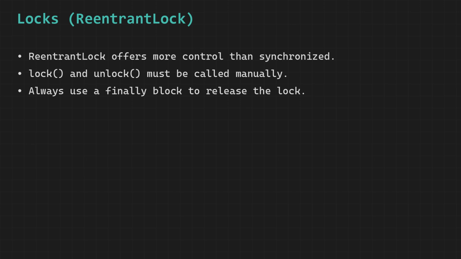To prevent this dangerous scenario, we always place the unlock call inside a finally block so that even if an exception occurs, the finally block will still execute and ensure that the key is returned and the room is unlocked, allowing other waiting threads to proceed normally without getting stuck indefinitely.